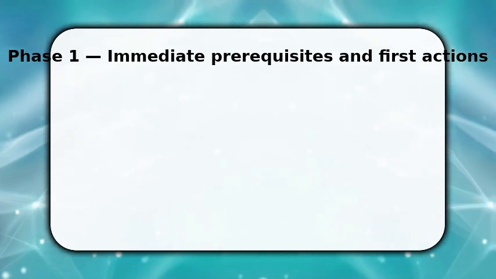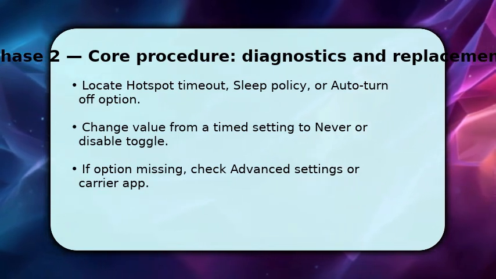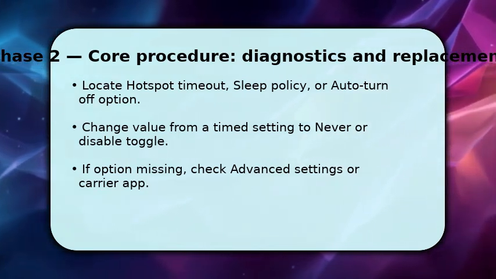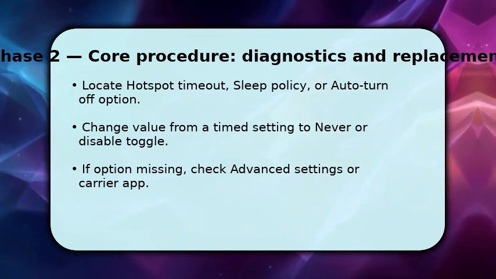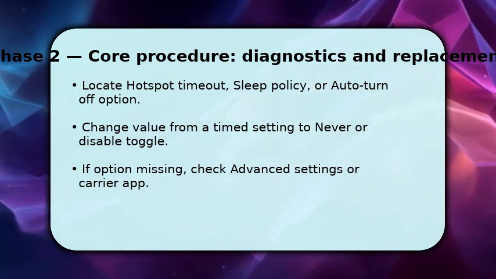You'll now locate the hotspot timer. Look for hotspot timeout, sleep policy, or auto turn off within the hotspot settings. Tap that option and switch from a timed value, like 5, 10, or 30 minutes, to never, or simply turn the auto off toggle off.